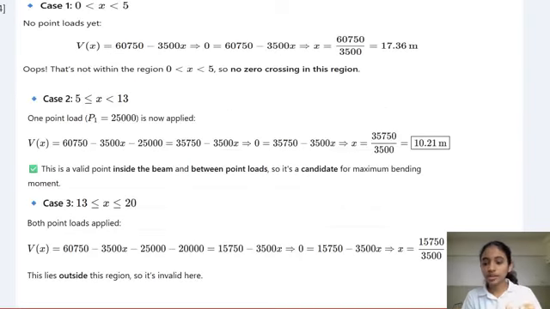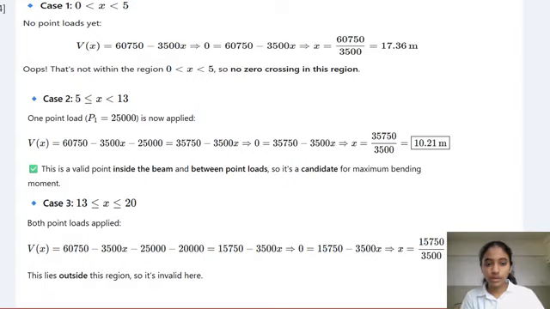And we have to calculate some cases: x belongs to 0 to 5, and x greater than or equal to 5 and smaller than 13. From this you get to know that when x is 0 to 5, we get x equal to 17.36, which means no zero crossing in this region, where we don't get any zeros.